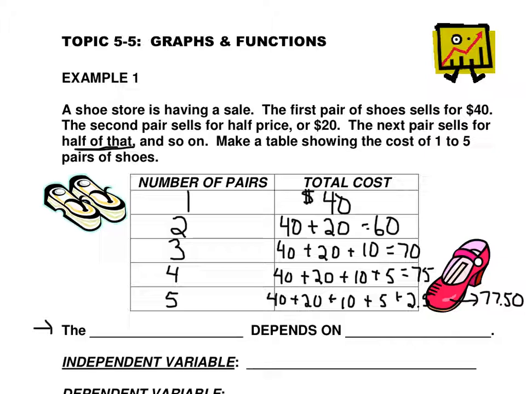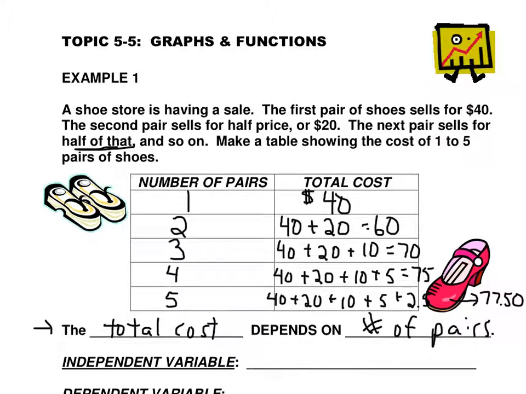So what does this mean? This means that the total cost, the total that you pay, depends on how many shoes you buy. So the number of pairs of shoes that you buy. And this is called an independent and dependent relationship.